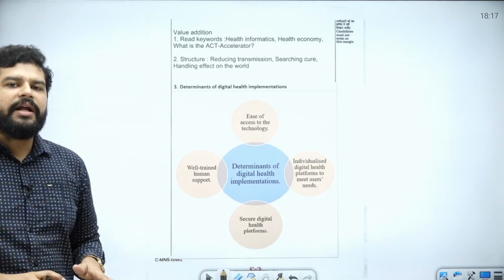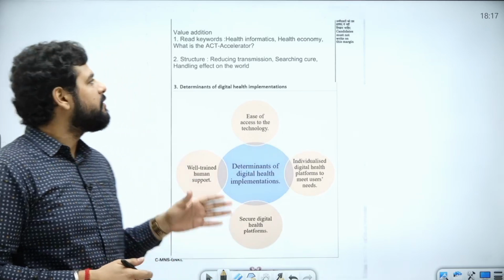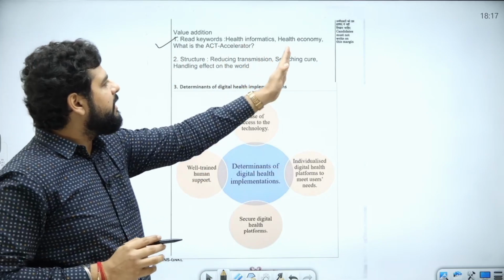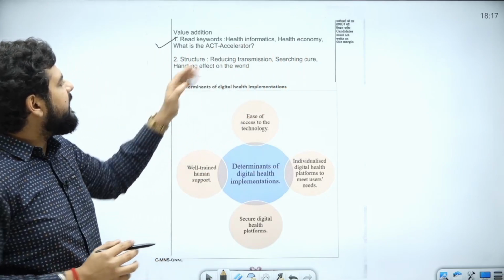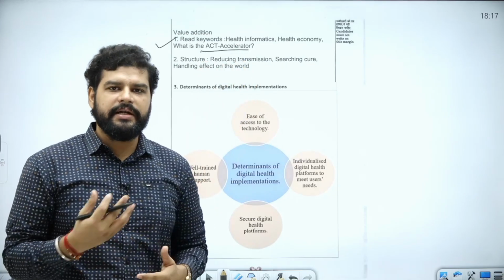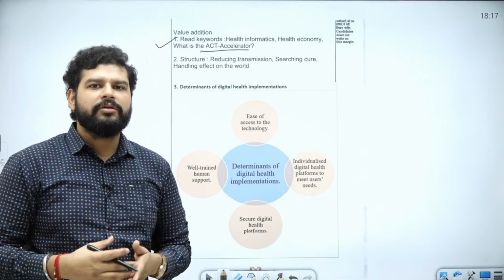Now I have some value addition for you for this answer, right? Now many times what happens is you don't have enough content, so value addition will help you there. So the first thing is, you need to read about some keywords: health informatics, health economy, and what is the ACT accelerator. Please read about these 3 things, because they are related to this, and indirectly you can write about them in any health related technology answer.